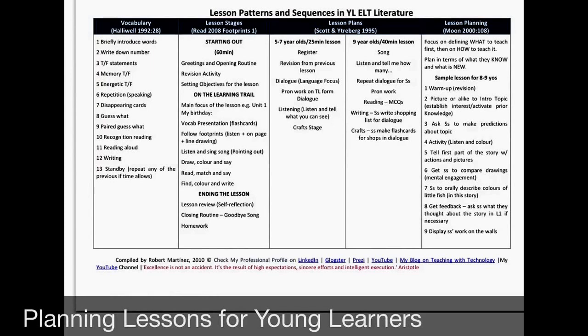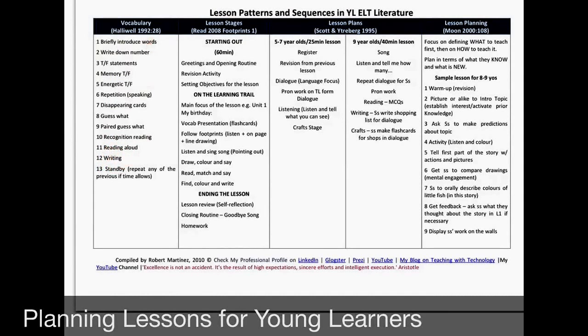So basically she says briefly introduce words, write down a number, true false statements, memory true or false, energetic true false activities, repeating, repetition, disappearing cards, guess what, paired guess what, recognition, reading aloud. Very important, you can see that writing comes at the very end.